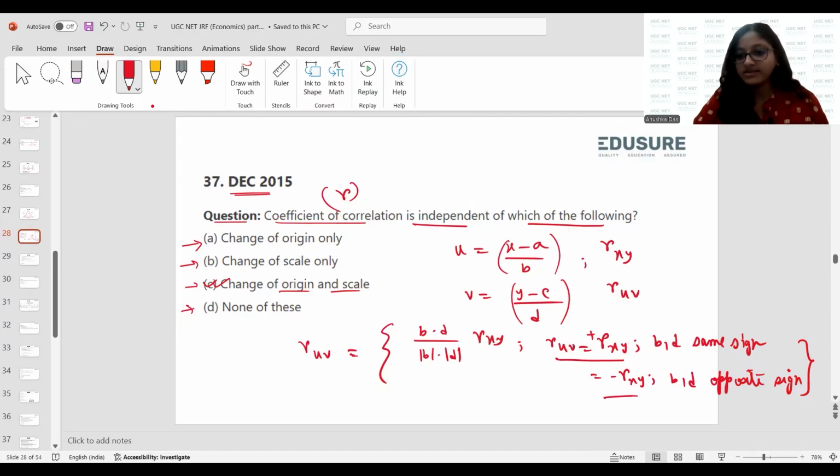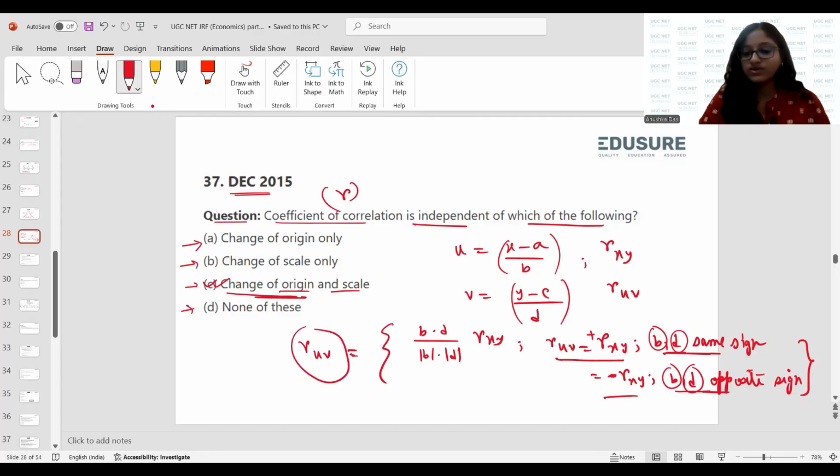The sign can be positive or negative, depending on the scale change. If the scale changes are both of the same sign, then it will be the exact same value. But if they are of the opposite sign, only the minus sign will come, but the numerical value will remain the same. The absolute value will be unchanged. That will be independent of both the origin change and the scale change. So here, what will be the answer? The answer will be both change in origin and scale, right?